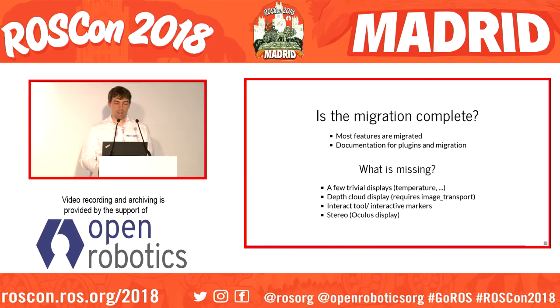There's a depth cloud that required image transport, and if you have seen the previous talk, image transport is now on master, and it will be in the next release. So having that, it should be straightforward to migrate. The interact tool and interactive markers are missing. That's a little bit tricky because there is some server component associated with that. And there's the stereo display and Oculus display, which we haven't touched. But these are the only things we are aware of. If you miss something, it's open source. So make a pull request and migrate it and chime in with your work.